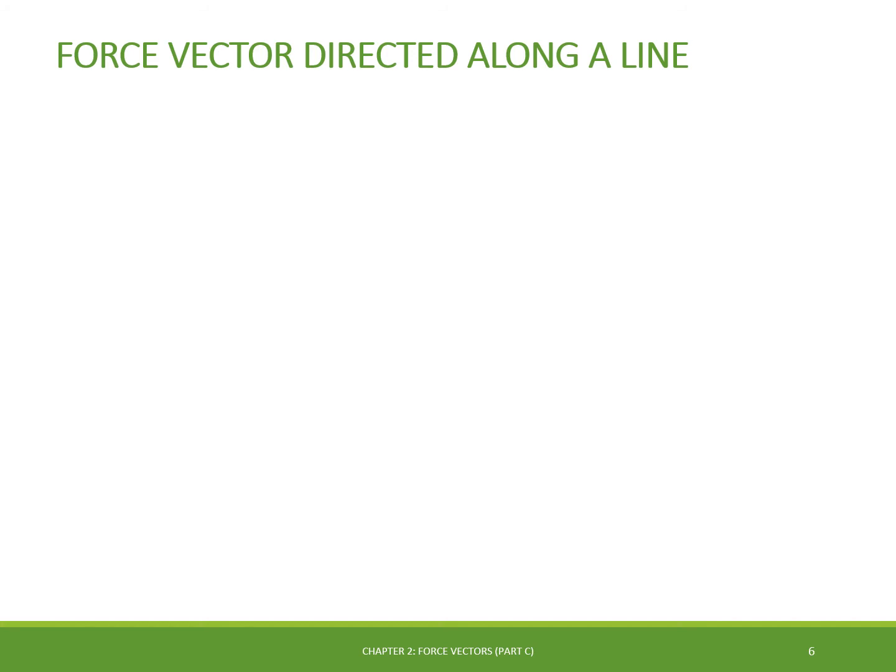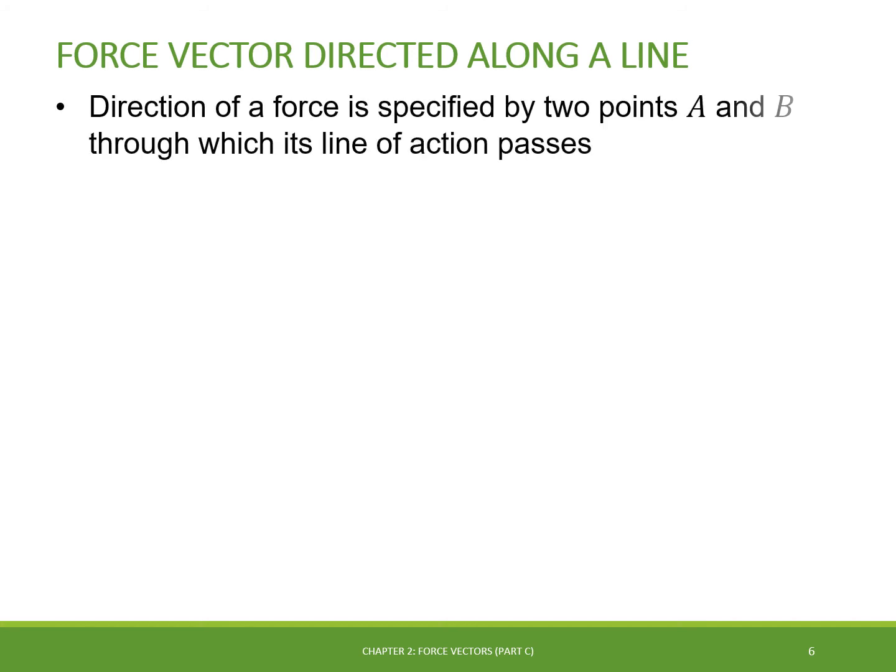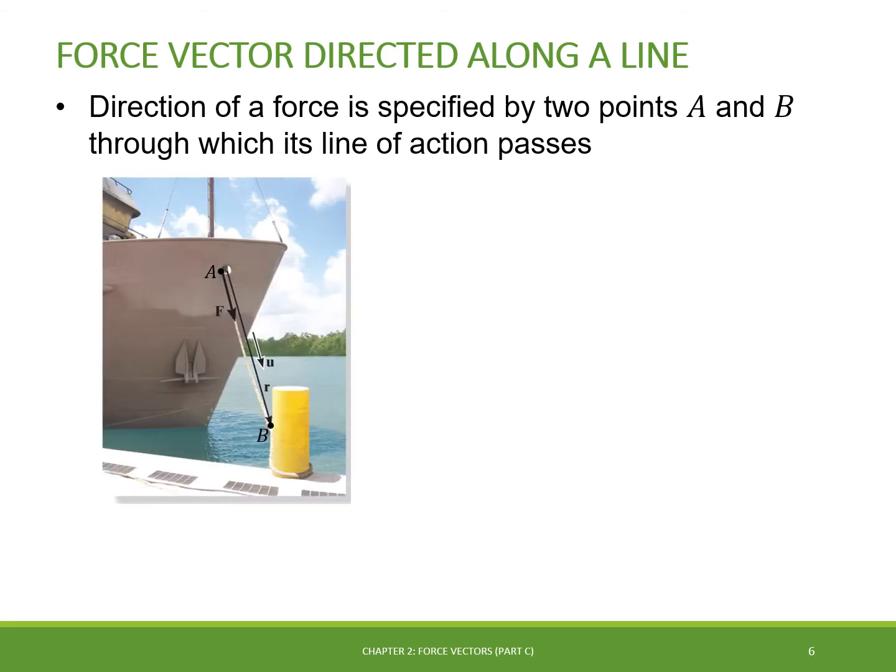Let's talk now about a common situation in 3D statics problems, in which the direction of a force is specified by 2 points through which its line of action passes. This situation is shown in this figure right here, in which the force F acting along the rope can be represented as a Cartesian vector by establishing first a position vector r along the length of the rope from the point A to the point B.